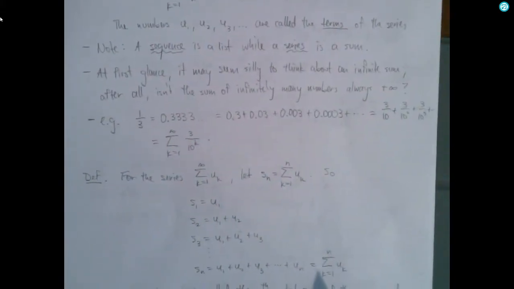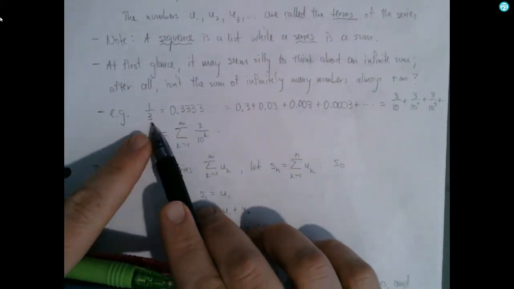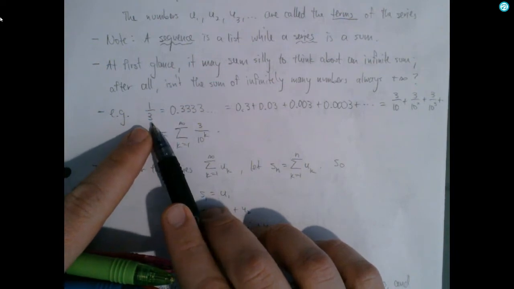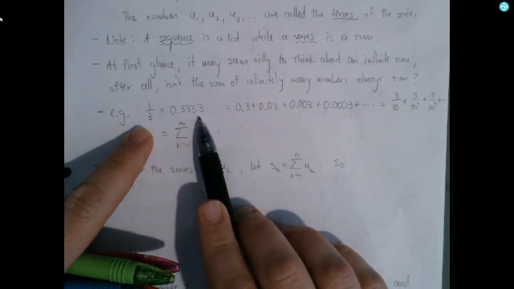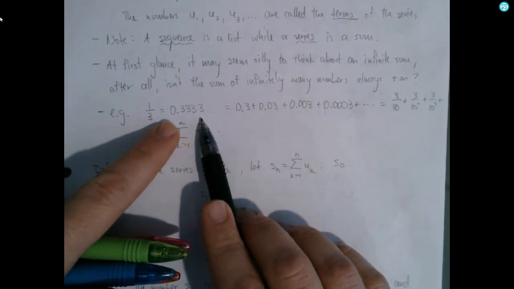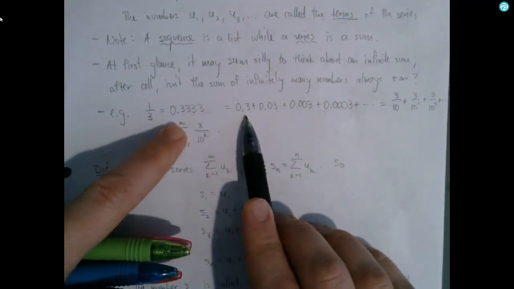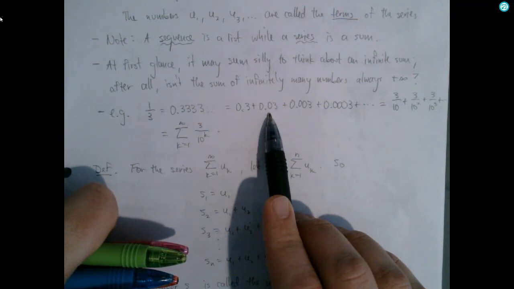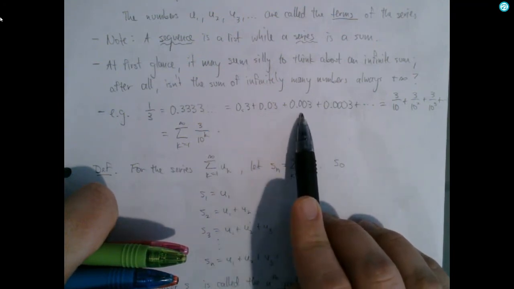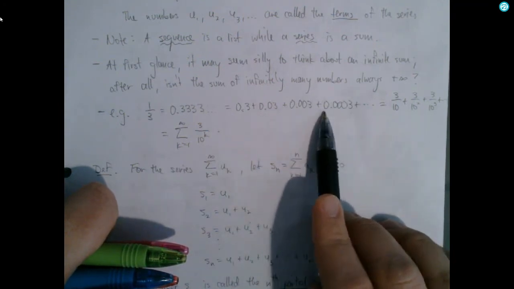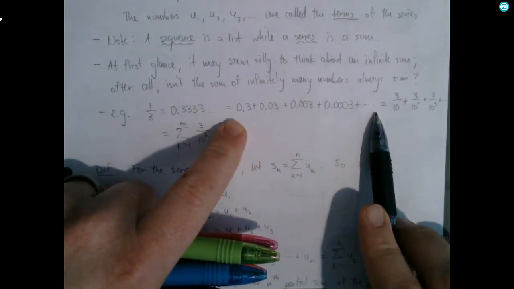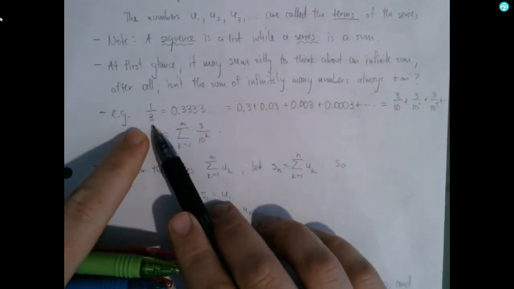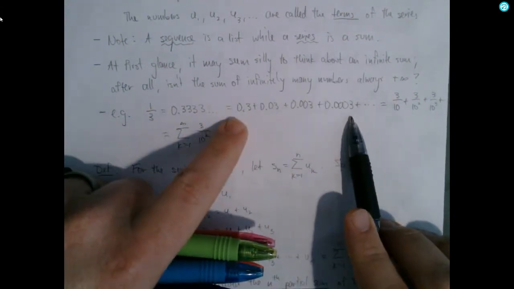To give you a really clear example of that, just consider 1/3, right? We can rewrite 1/3 as this infinite decimal, 0.33333 going on forever. Well, we can rewrite that decimal as 0.3 plus 0.03 plus 0.003 plus 0.0003 and so on. And so right there, you've got an infinite sum that obviously converges to 1/3, right?